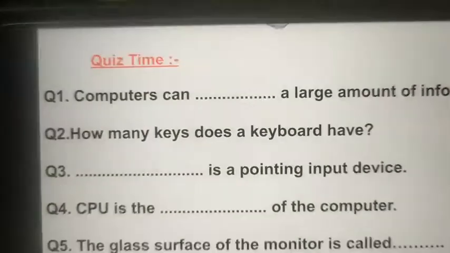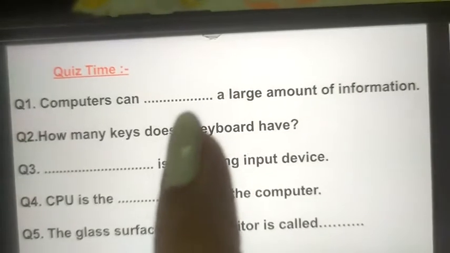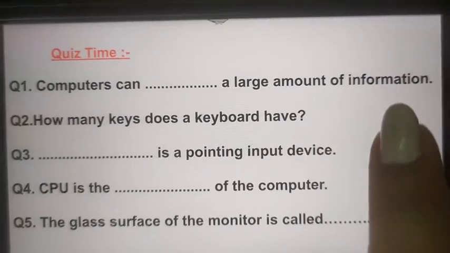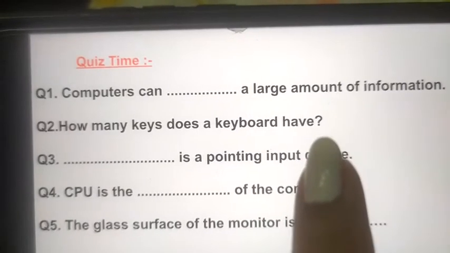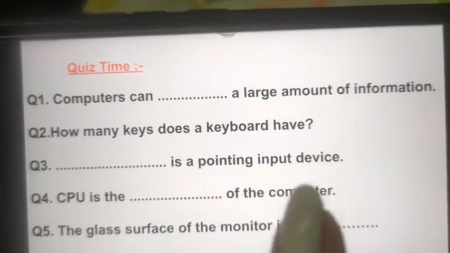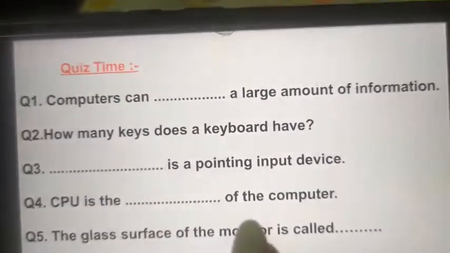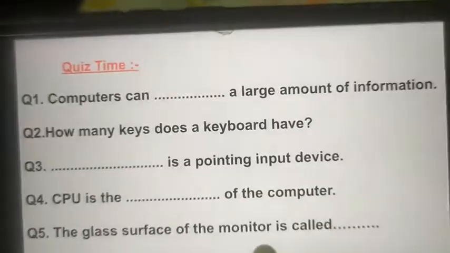Now listen to this video and give this quiz. First, fill in the blanks. Computer can dash a large amount of information. Second question: how many keys does a keyboard have? Third, dash is a pointing input device. Fourth, CPU is the dash of the computer. And fifth, the glass surface of the monitor is called dash.